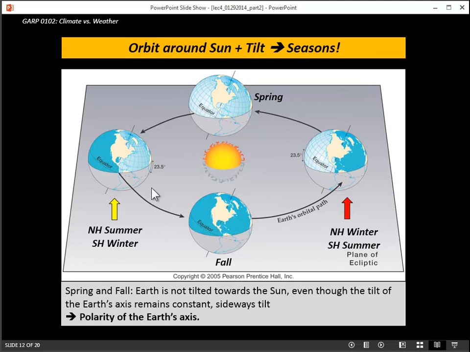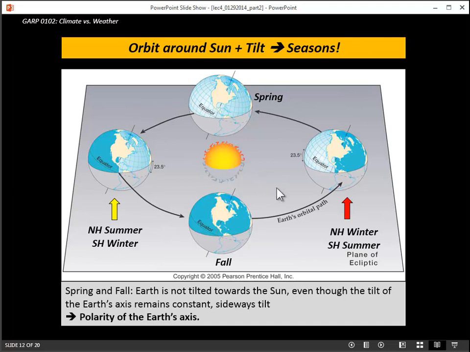So what we call summer here in Massachusetts is the time of the year where the Earth, in its orbit around the sun, is pointing the northern hemisphere towards the sun because of the tilt of the axis. What we call winter here in New England is when the northern hemisphere is tilting away from the sun because of the constant tilt, or the polarity, of the Earth's axis. This is a critical concept that you should really make an effort to understand and comprehend.